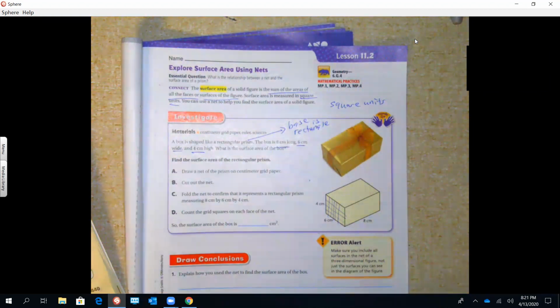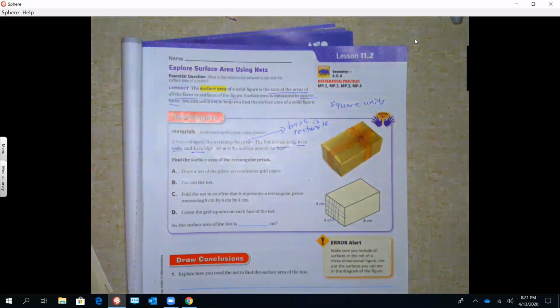So the first lesson we went over was 11.1, where we got to the basics, opening up a net and looking at prisms, and we can determine the surface area by measuring the sides. So we're going to go ahead and explore again, a little bit deeper.